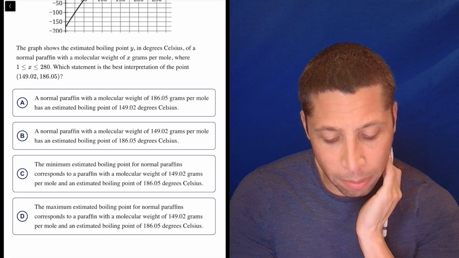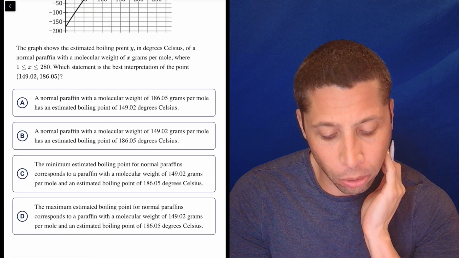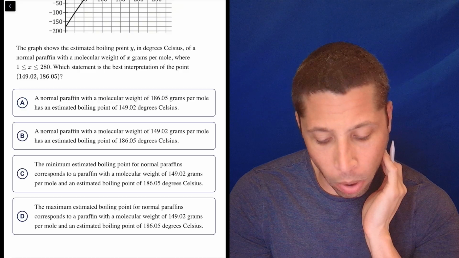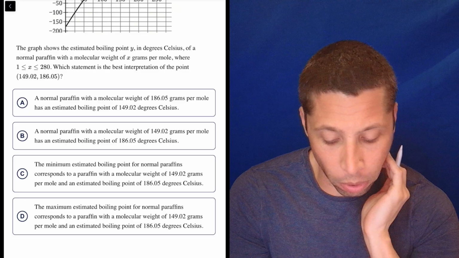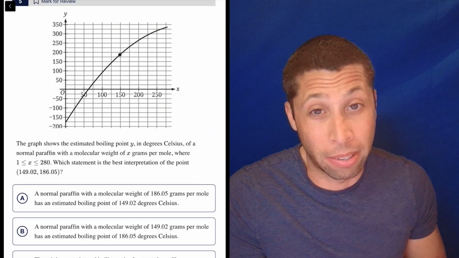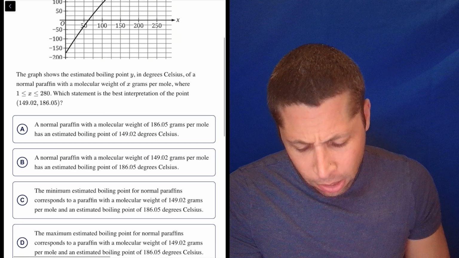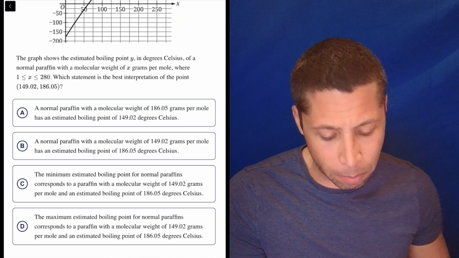So the graph shows the estimated boiling point Y in degrees Celsius of a normal paraffin with a molecular weight of X grams per mole, where 1 is less than or equal to X is less than or equal to 280. Which statement is the best interpretation of the point (149.02, 186.05)? And now we can see that that's basically the point they gave us in the graph. So I have seen this question before, or versions of this question. I know what to expect.